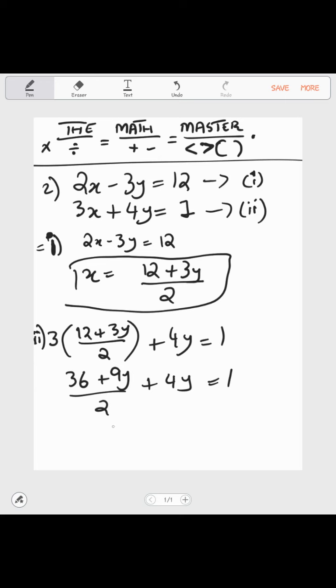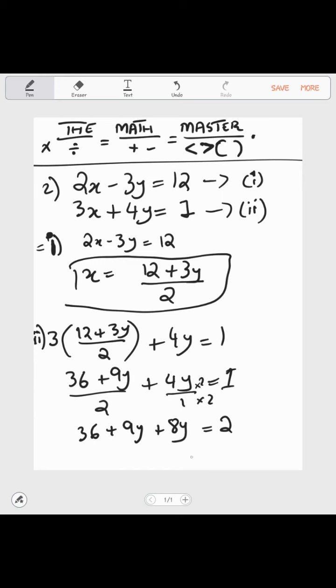Multiplying this 1 by 2 to make the denominator the same, we get 36 plus 9y plus 8y is equal to 2. And why is that? How come the fraction was removed? Because this whole term was divided by 2, so we shifted the 2 over here with 1, so it got multiplied by 1, because the 2 gets multiplied if it's being divided on the other side, and gets divided if it's being multiplied on the other side.